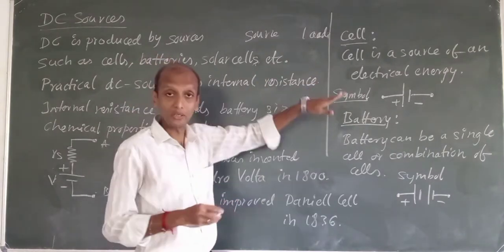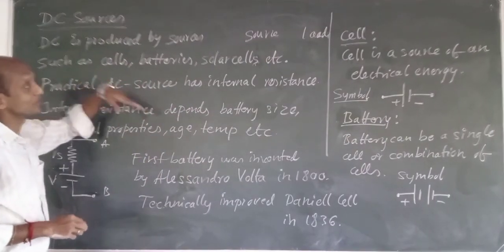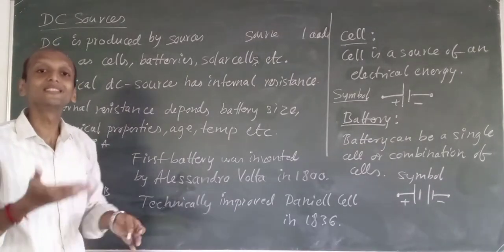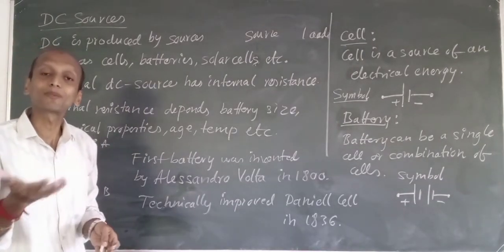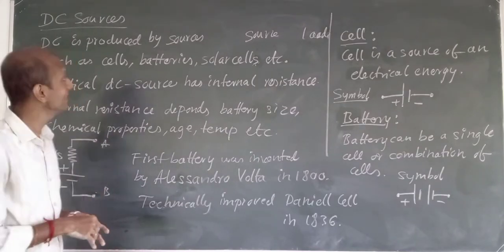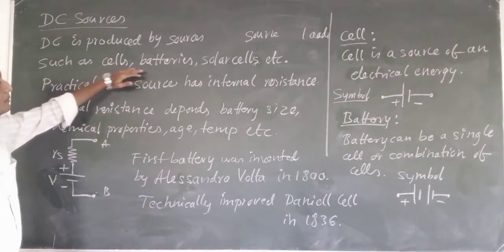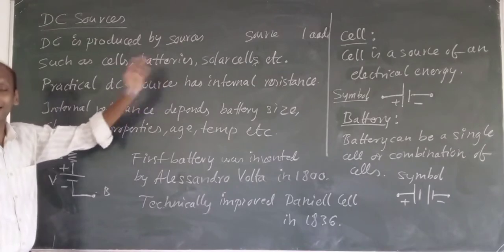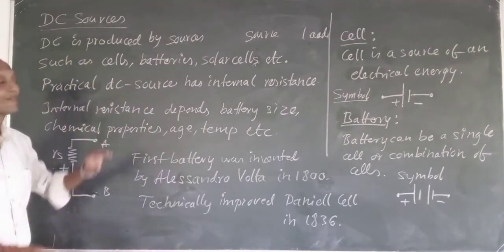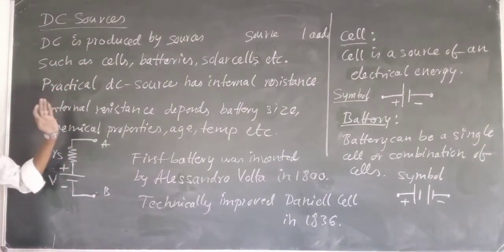Source and load are the main things, and now we will be discussing DC sources. A DC source is a thing which supplies DC voltage or DC current to the load. Examples of DC sources are cells, batteries, solar cells, etc. These are the things from where we are getting DC voltage or current.